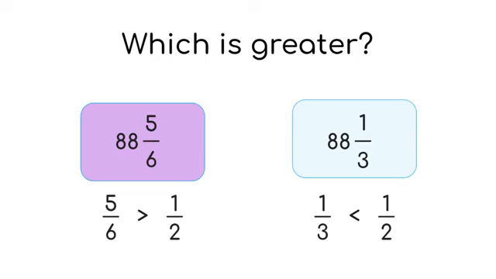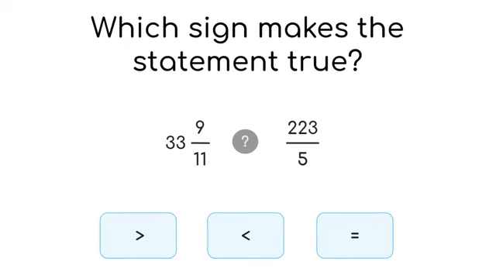Let's look at an example that involves improper fractions. Here, we need to compare 33 and 9/11 and 223 over 5. Sometimes you may have to compare a mixed number to an improper fraction. If that happens, just convert the improper fraction to a mixed number. Okay, so we need to turn 223 over 5 into a mixed number. We do that by dividing the numerator by the denominator.